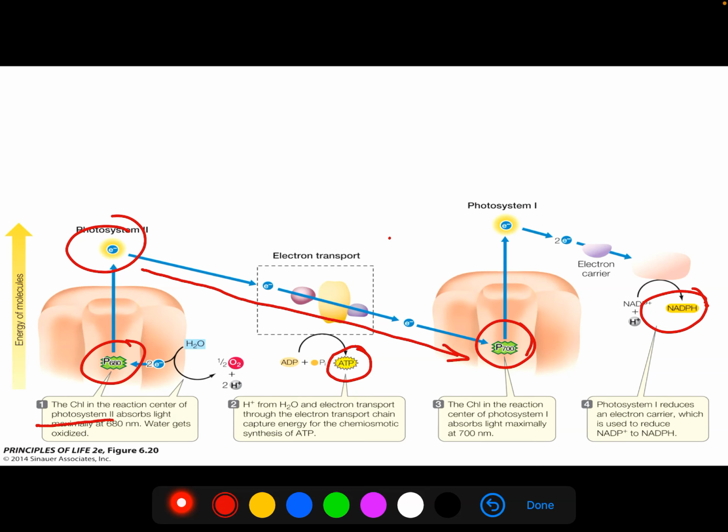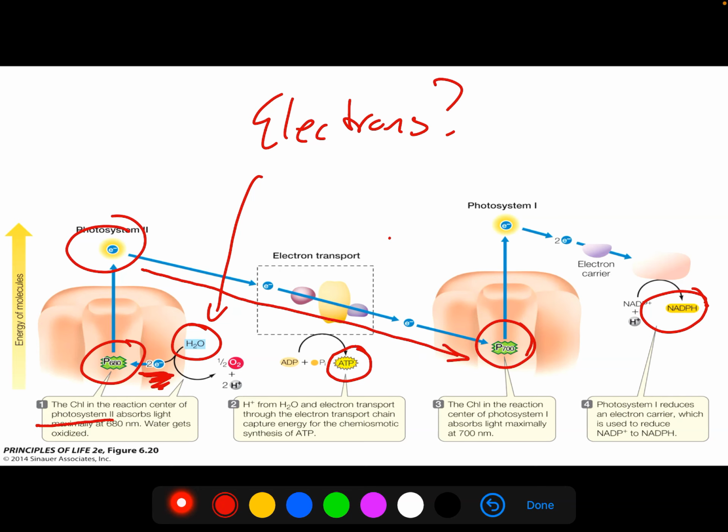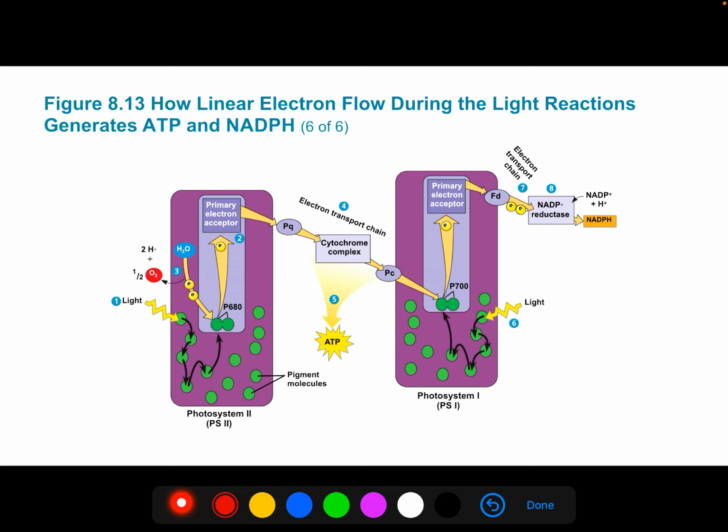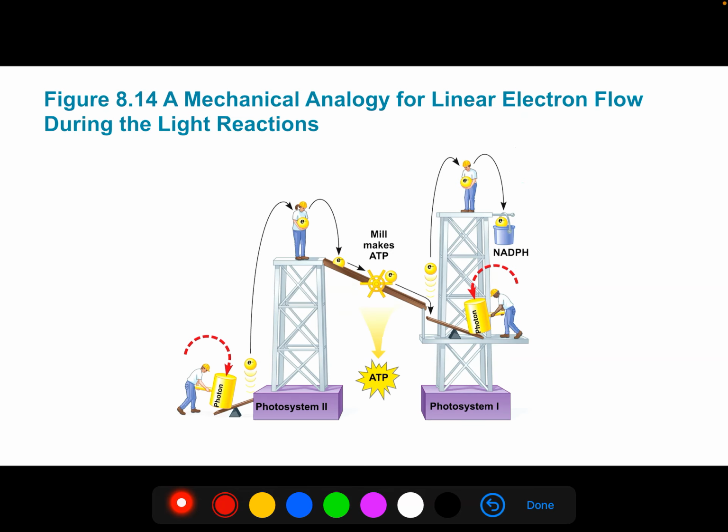Okay? You might be wondering, where do these electrons come from? Well, they come from water. Okay? Water is split or broken down into hydrogen, oxygen, and electrons. And there's our electrons that are funneling into photosystem 2. Okay, here's just another picture of that. And then this is just a simplified version of, okay, we're going to energize these electrons using light. Going to make a little bit of ATP in the middle. Going to energize them again, and we're going to store that energy in NADPH. And that NADPH is going to the Calvin cycle.